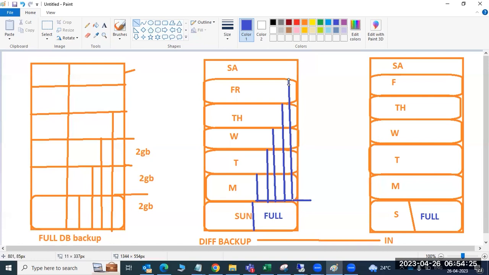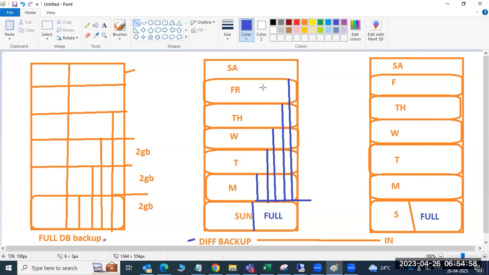So differential backup always looks at the previous full backup. When it was completed, okay, Sunday, then from Sunday till date, till time, all the data will be backed up. So this is the concept of the differential backup. It's similar to the full database backup, but it won't take the full database backup first. It looks at when the full backup was taken, then it takes the backup after that. Okay, you got it? This one.